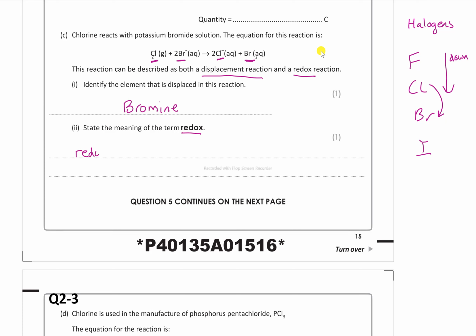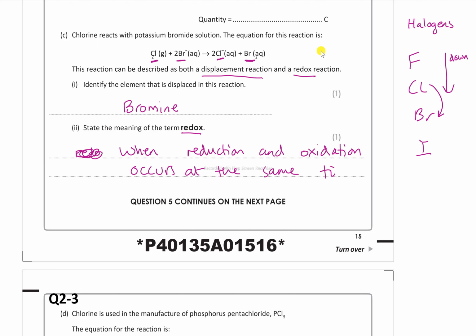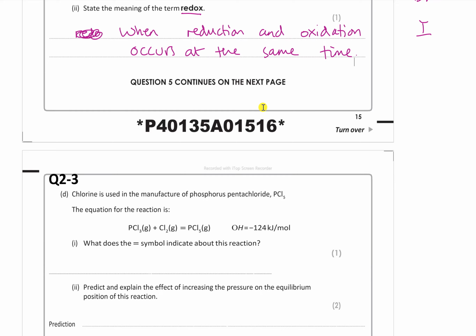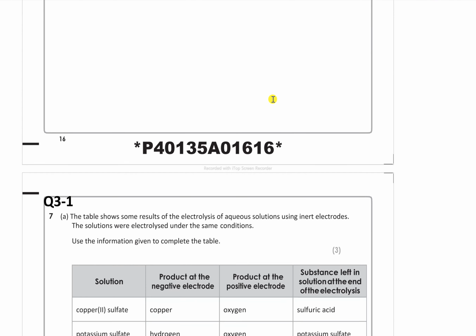What does the word redox mean? Simple. You've got to learn this: it's when reduction and oxidation occur at the same time. There you go. Right, we can finish this off here.